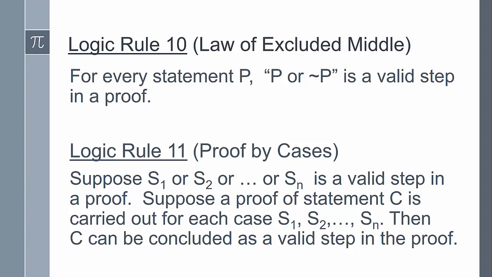So you have n different statements. Now we're trying to conclude that C is valid. So let's suppose a proof of statement C is carried out for each one of the cases, S1, S2, all the way up to Sn. Once we've shown C in all possible cases, then we can conclude that C is a valid step in the proof.